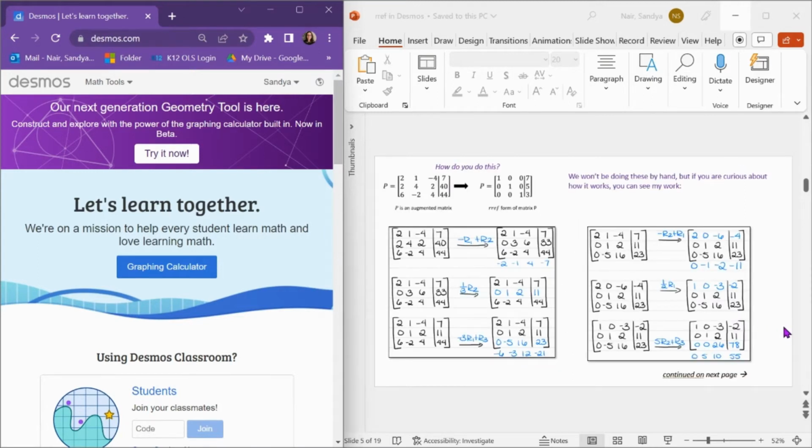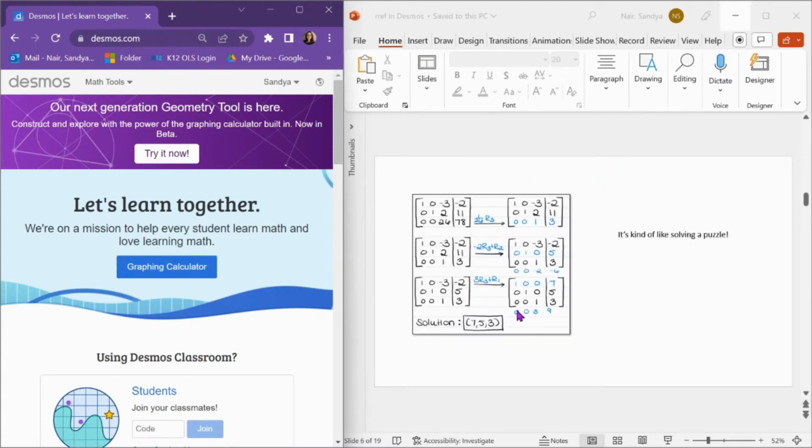So you may be wondering, how do we go about taking an augmented matrix and transforming it into reduced row echelon form? As an example, I went ahead and took this augmented matrix and transformed it into reduced row echelon form, and I wrote out all my steps. We won't actually be doing these by hand in this class, but if you're curious about how it works, you can see that all I've done is taken all the row operations that you're already familiar with and combined them to work on getting this matrix into reduced row echelon form. Really, it's kind of like solving a puzzle, right? But like I said, we're not going to be doing that in this class.